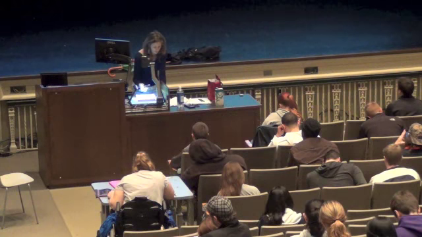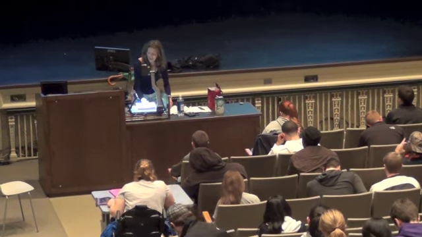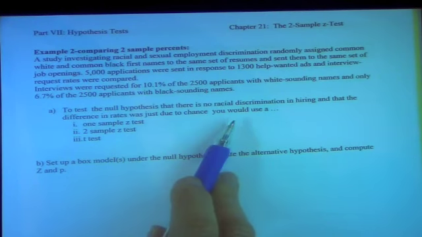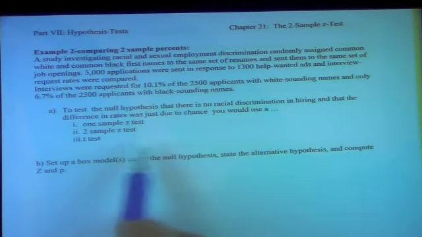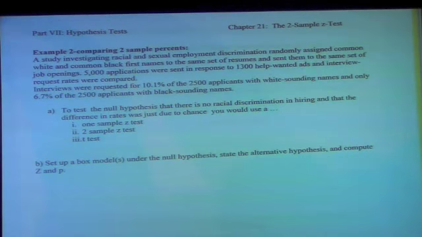So let's test it out. This is a true study. To test the null hypothesis that there's no racial discrimination in hiring and that the difference in rate was just due to chance, what do you think you would use? Should we do this one as an eye clicker? Get out your eye clickers. You can do this. We haven't been doing eye clickers mostly.